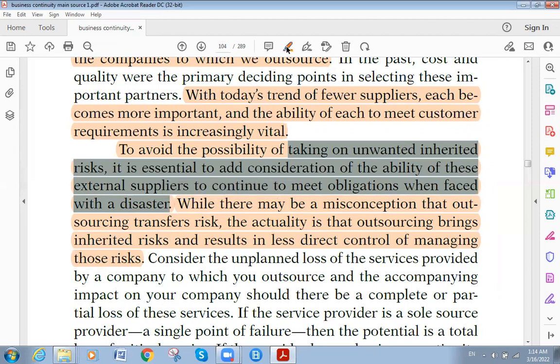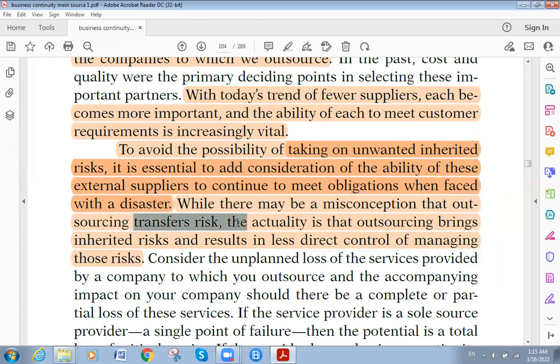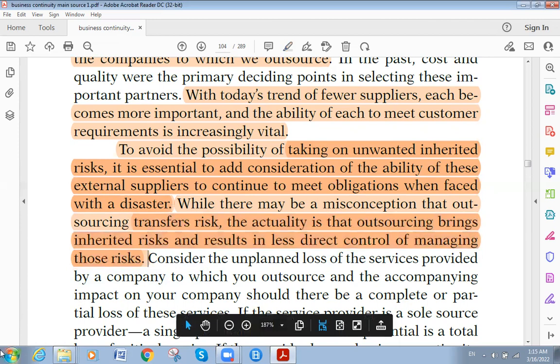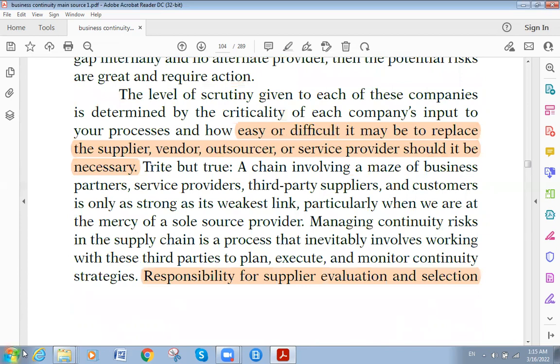So you will see, if those suppliers are faced with a disaster, what will happen? Well, there may be a misconception that outsourcing transfers risk. Actually, outsourcing brings inherited risk and results in less direct control of managing those risks. Like you see here, outsourcing can be a cause for the risk. In simple words, outsourcing can be a source for the risk.